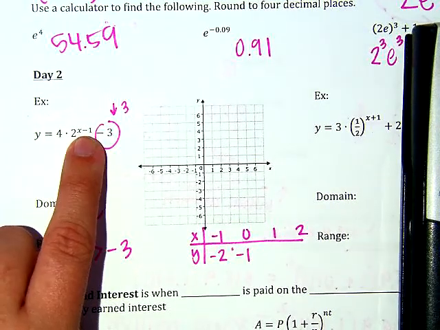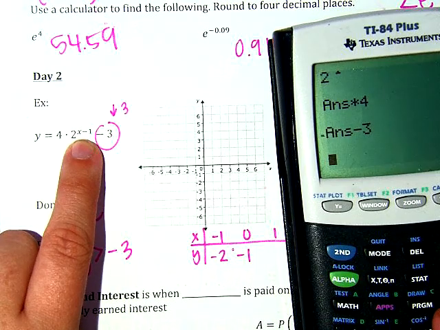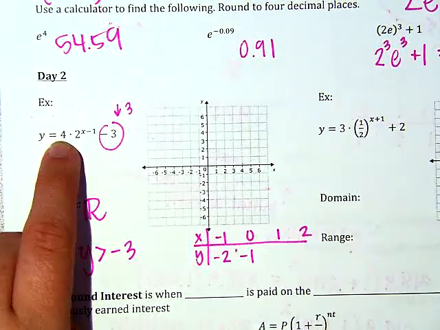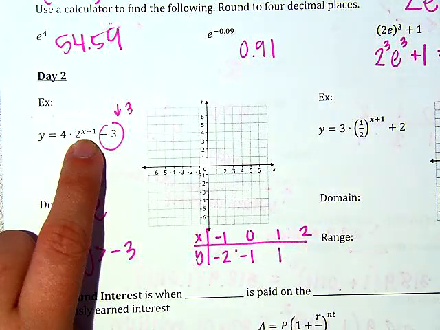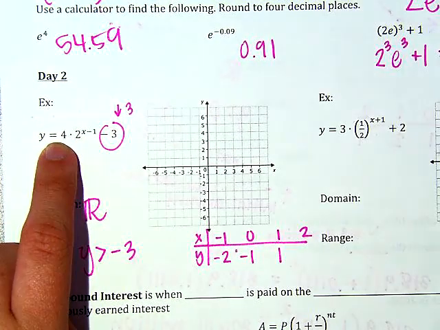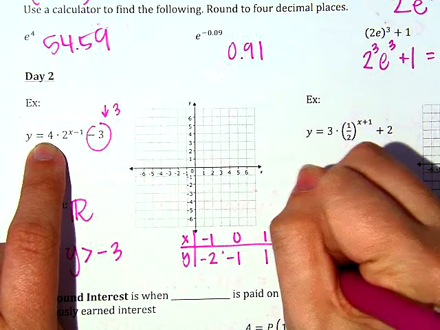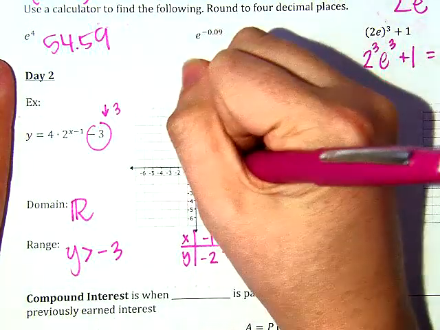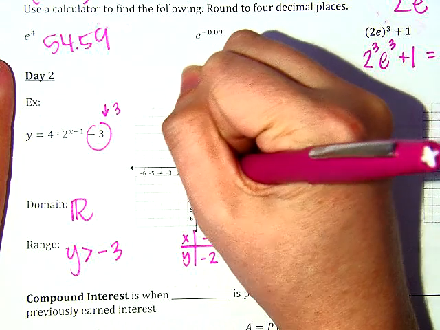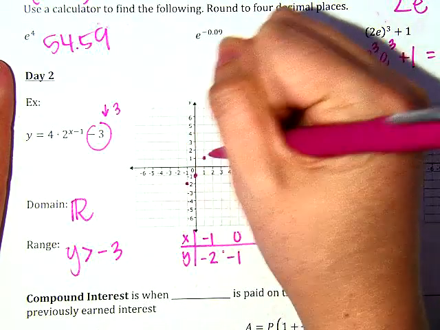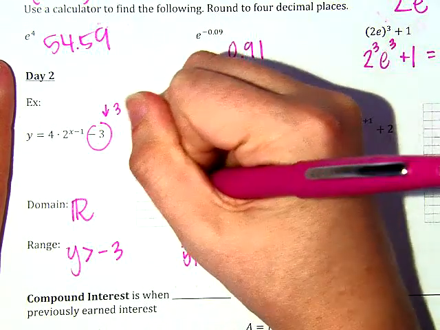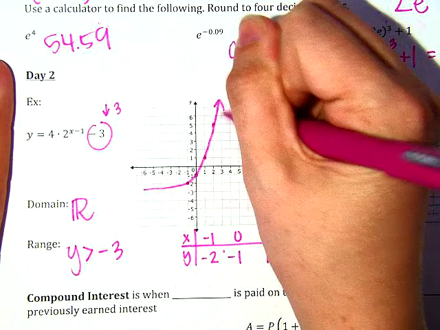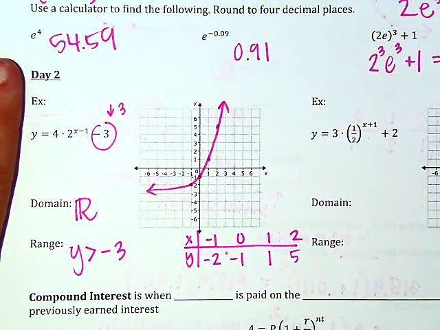1 minus 1 is 0. 2 to the 0 power is 1 times 4 minus 3. 2 times 4 is 8, minus 3 is 5. So these should be the 4 coordinate points that you get. So -1, -2, 0, -1, 1, 1, and 2, 5. Just like that.